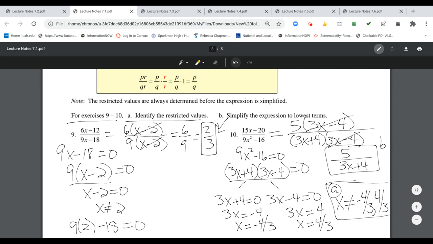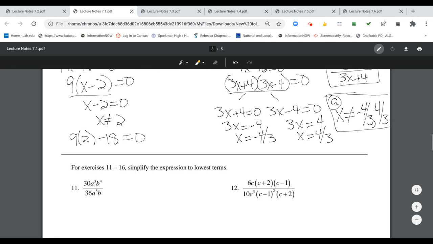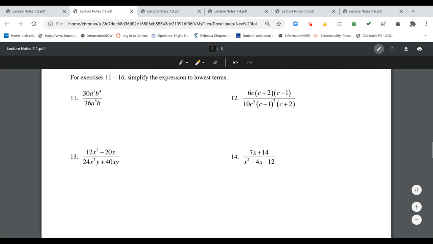So part A, part B. All right. Now this particular set of problems asks us to simplify and express in lowest terms. Now, nowhere does it say that we have to list the domain restrictions. So we are just canceling at this point. We're simplifying. We are reducing these fractions. So when I look at 30 over 36, that reduces to 5 over 6.